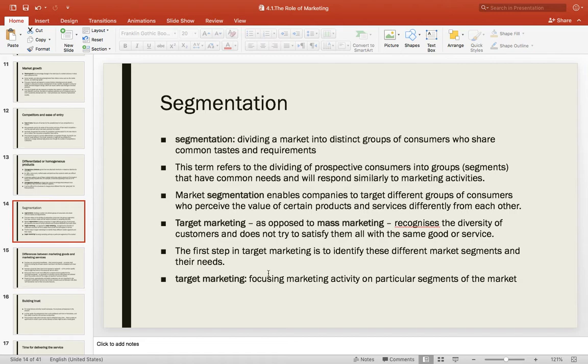Unlike mass marketing, target marketing understands the diversity of customers and does not try to satisfy them all, because it's very difficult to create a product that will satisfy all ages. Let's say a product might satisfy youngsters and might not satisfy children, and so on. So target marketing is something very effective in marketing.